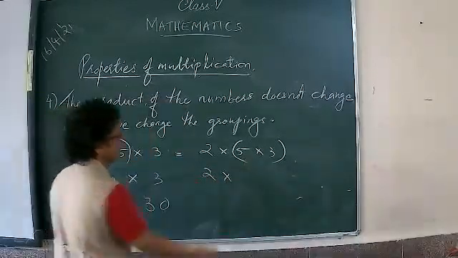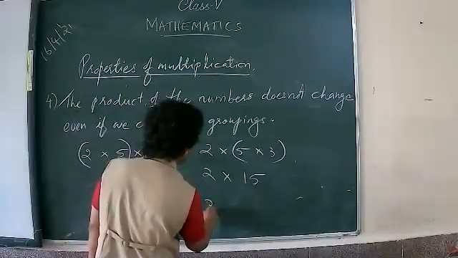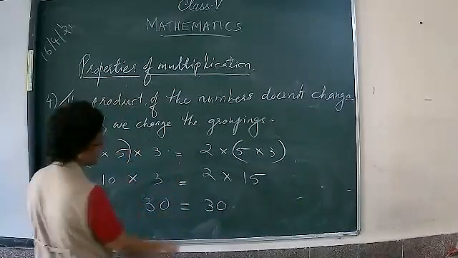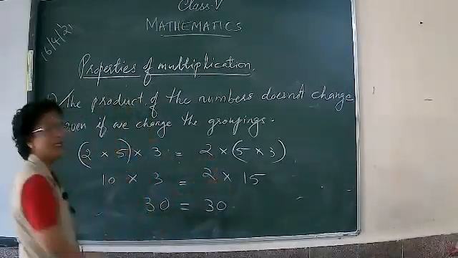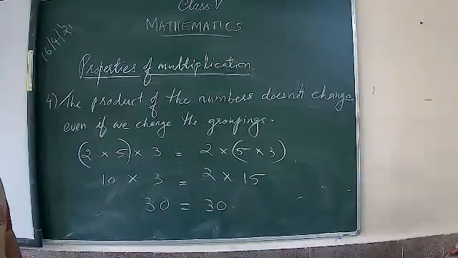5 into 3, 15 there. 2 into 15, answer is 30. In both the cases, you are getting 30 there. That means if we have changed the groupings there is no change in the answer there. So anyway, you can do the grouping there. That's the property of multiplication.